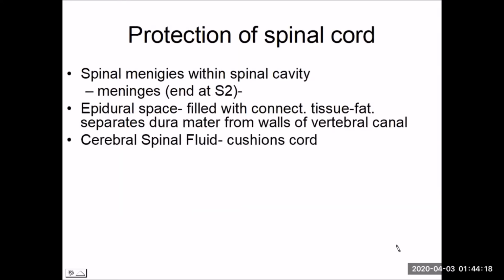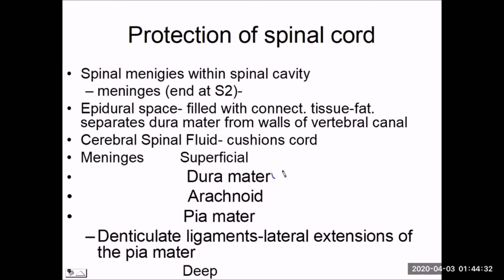So sticking with that idea of stabilizing and protecting the spinal cord, we have several layers of meninges, and these are the very same layers of meninges that we discussed around the brain. So the dura mater, arachnoid mater, pia mater, the same layers that surround the brain, they also pass down into the vertebral canal, and those same meninges, of course, pass into the vertebrae to protect and stabilize the spinal cord.